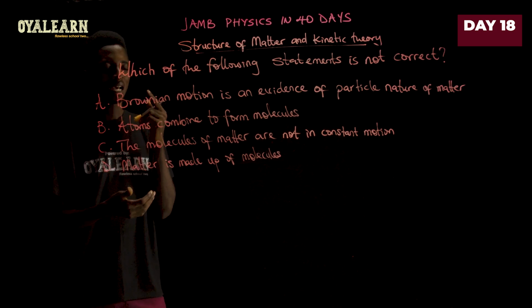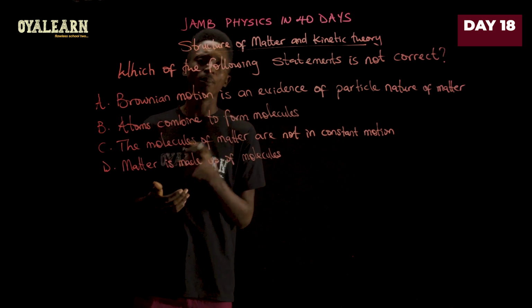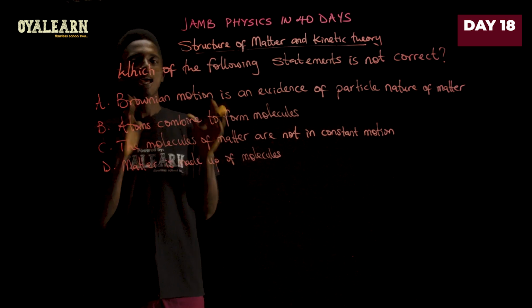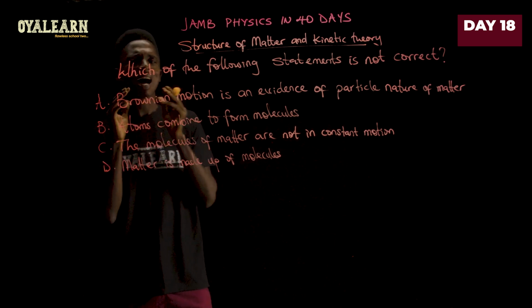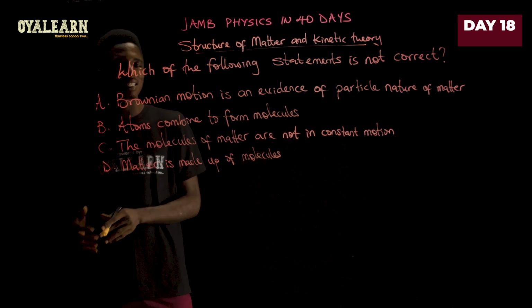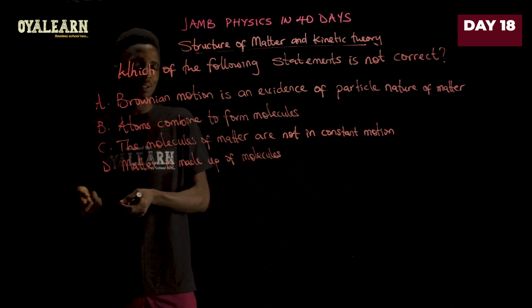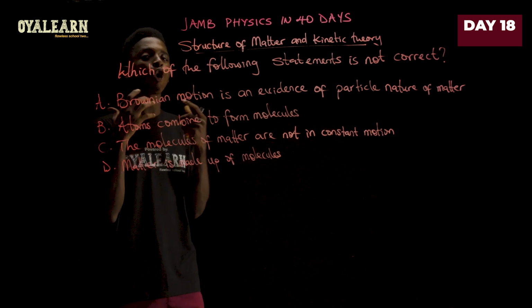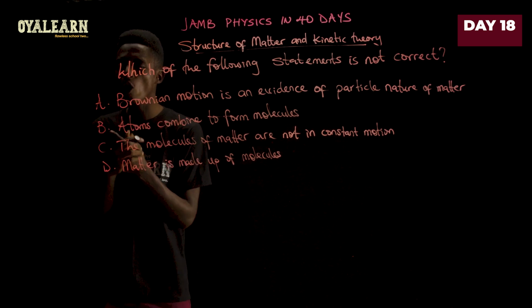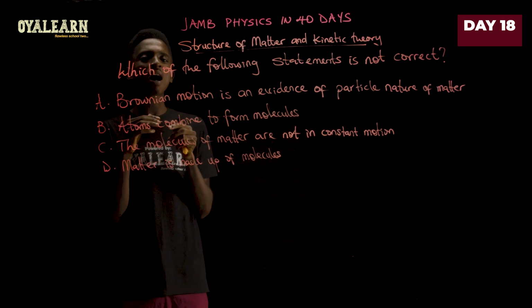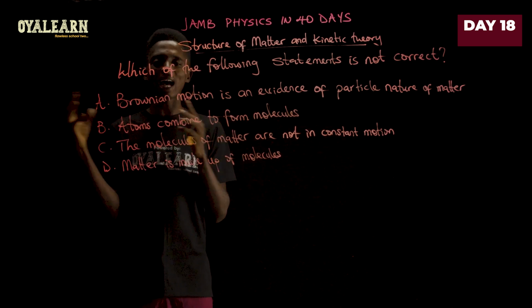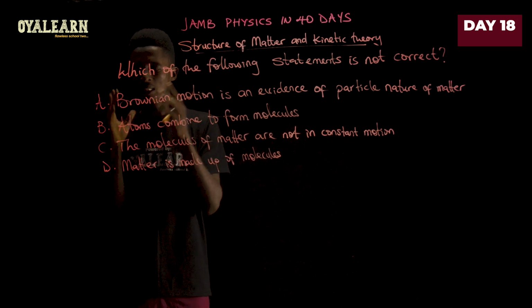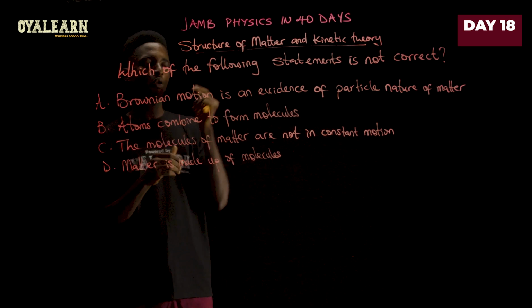Now B says atoms combine to form molecules. I did mention at the beginning of the video that we have atoms and we have molecules, and what differentiates them is the fact that an atom is the smallest particle of an element while a molecule is the smallest particle of a substance. And I did mention that a molecule can be formed by the combination of two or more atoms. And you can also have different atoms of different elements coming together to form a molecule. So yes, statement B is also correct.